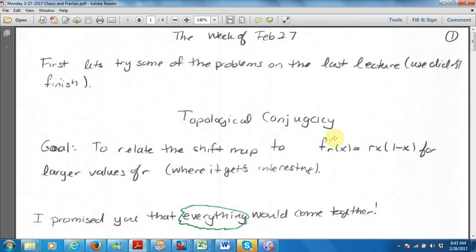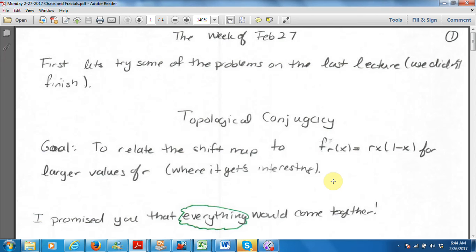So where we're going is a concept of topological conjugacy. It's again this idea of taking one world and mapping it to another world and relating the two. We're going to relate the shift map to the logistic map, which we played around with quite a bit at the beginning of the term, but only for larger values of r, where r is bigger than 4, because that's where it gets interesting. If you recall, you can go back and scroll your parameter in that Excel spreadsheet that we made, where you can see that when r gets bigger than 3.4, you start to get some interesting things.